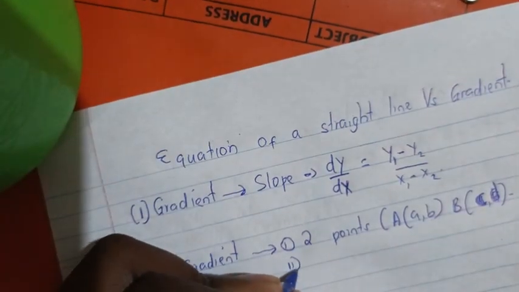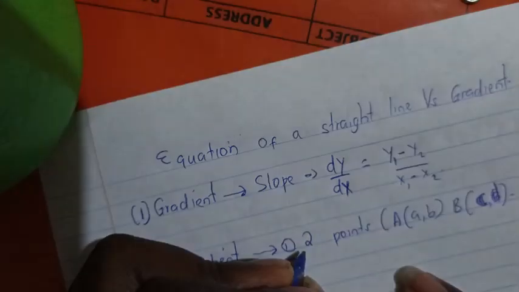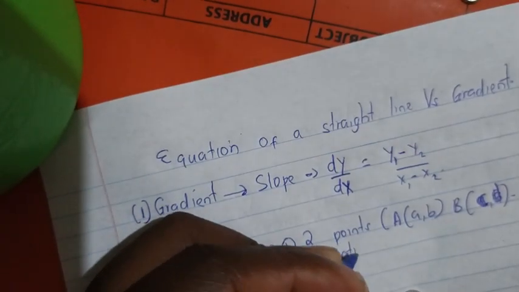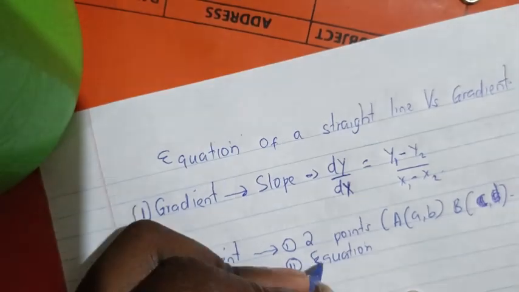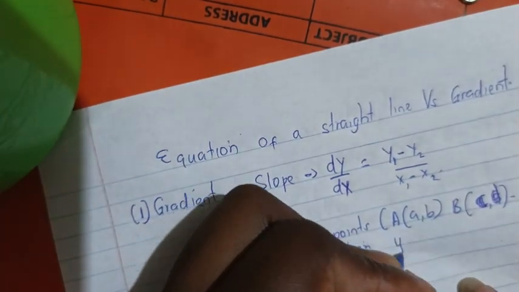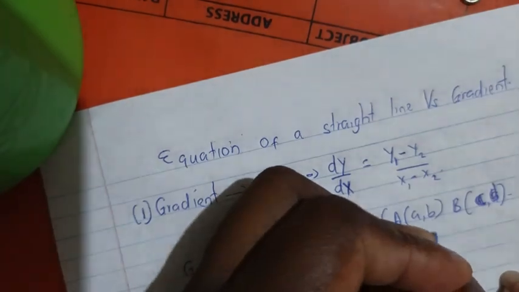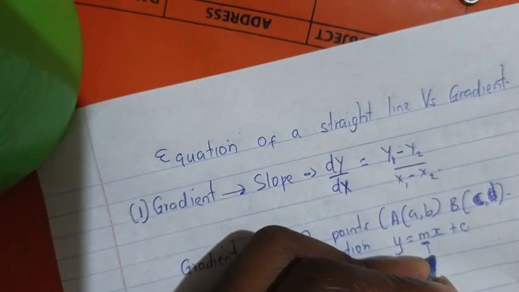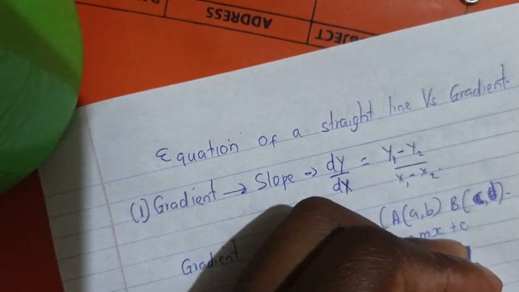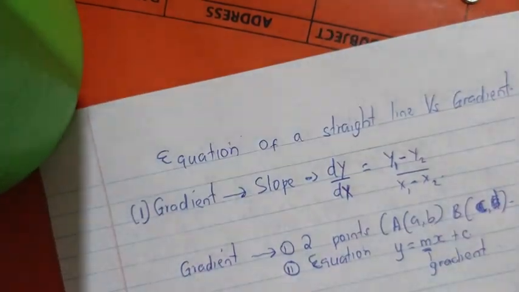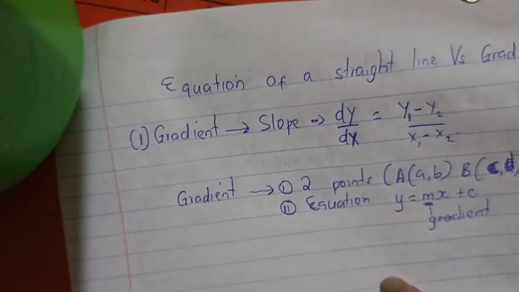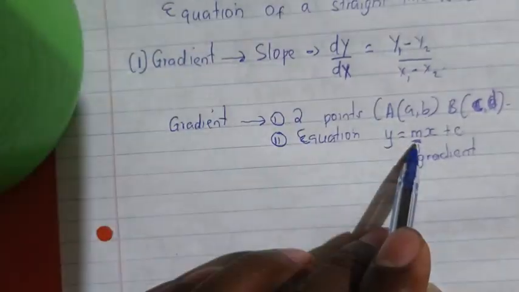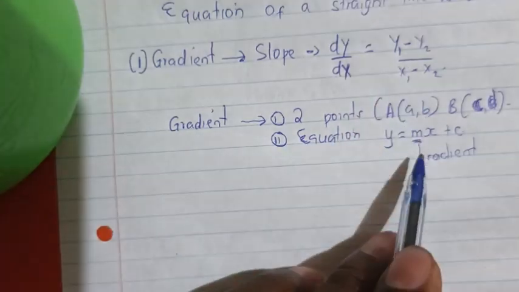Number two, if we don't have two points, then we need to have an equation of that line, given in the form y is equal to mx plus c. The value of m here is the gradient, and that means this will be our change of y over change of x.